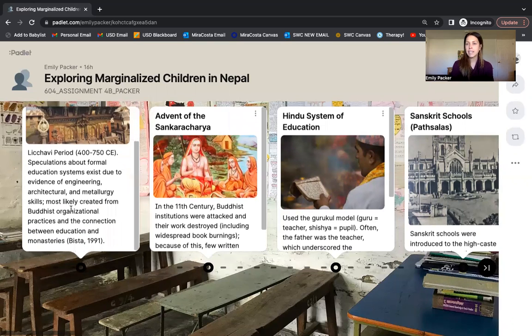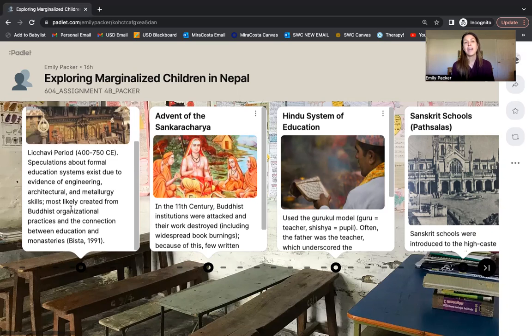And there have been speculations about the formal education in this period because there's evidence of engineering, metalwork, and architecture. The architecture was stunning from back then. So the assumption is there had to be some sort of formal education system in place to produce people to be this skilled. Interestingly enough, Nepal is home for a few different major religions that coexist very peacefully today. These are Buddhists, Hindus, Muslims, and Christians, amongst others.